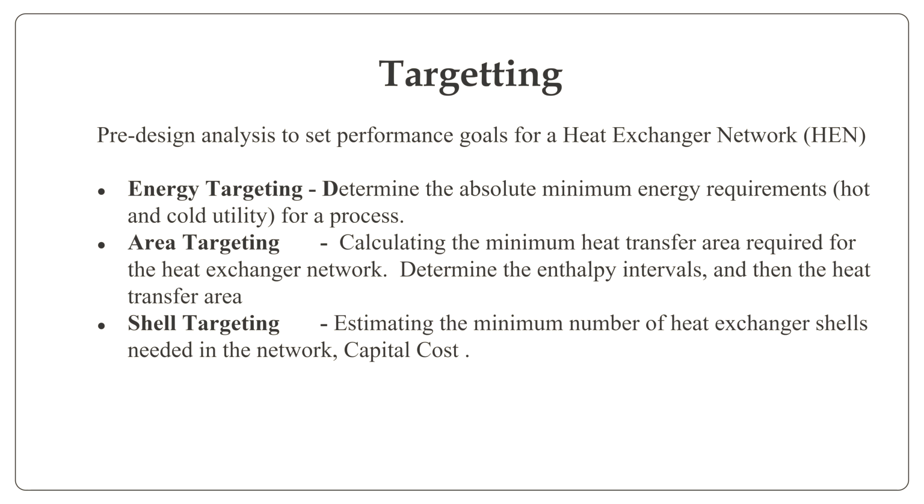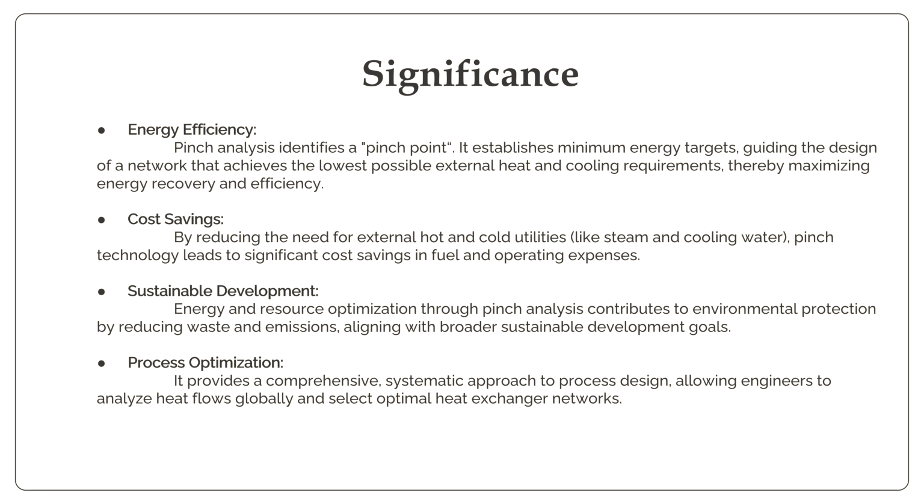In targeting, there are different types of targeting. First is energy targeting. It determines the absolute minimum energy requirement between the two streams for the process. Area targeting tells about the minimum heat transfer area required for the heat exchanging network. It determines the enthalpy interval and the heat transfer area. In shell targeting, it estimates the minimum number of heat exchanger shells needed in the shell and tube heat exchanger. It also considers the capital cost, that is, reducing the capital cost.